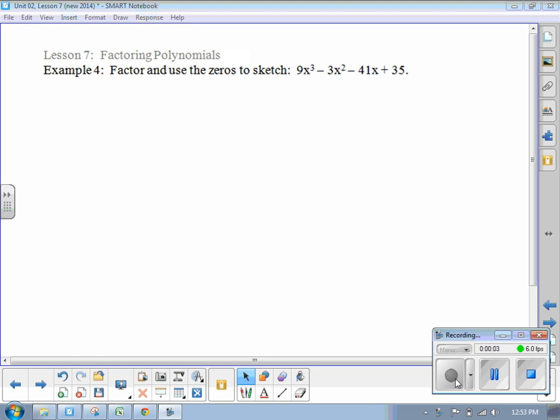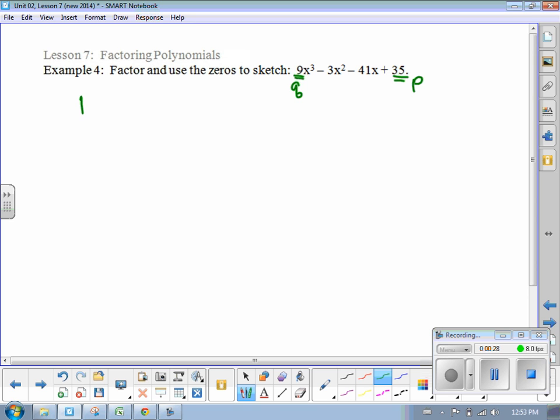Okay, this is our explanation of how to factor and use the zeros to sketch this function. The first thing we're going to do is figure out the factors of P and Q. So we're going to write them as a set. Just as a reminder, you don't have to do this every single time. This is just the list to help us figure out what we're going to start checking first.